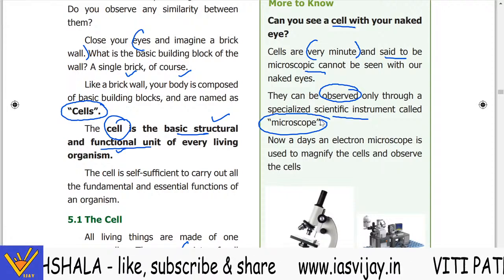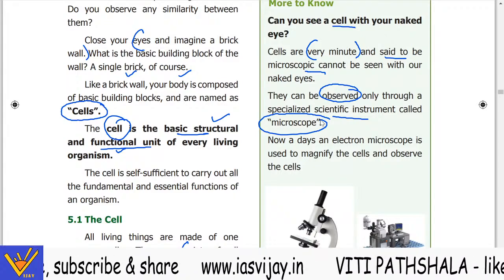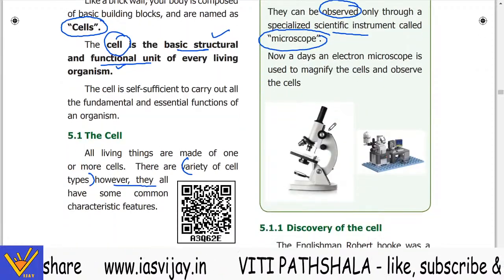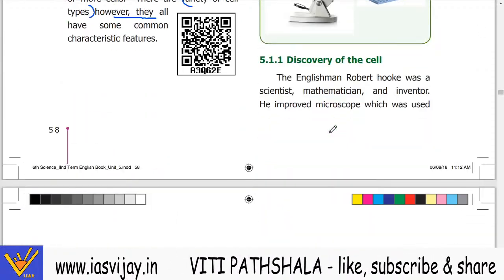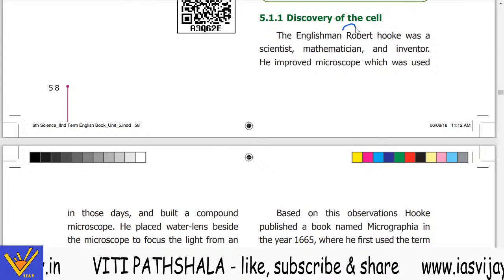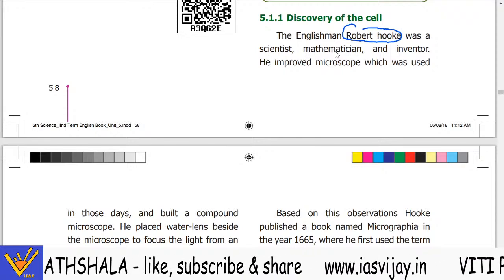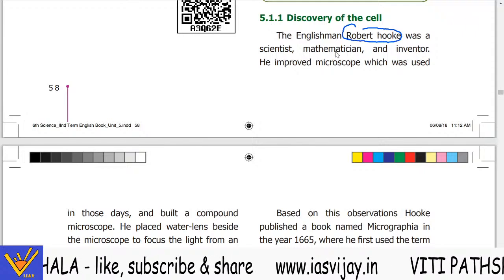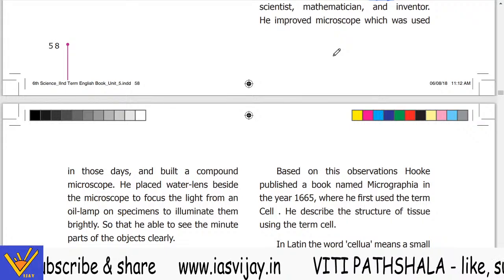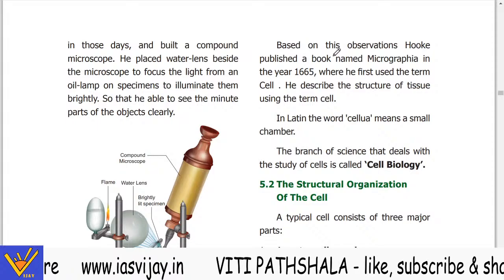Nowadays, an electron microscope is used to magnify the cell and observe it on a computer or laptop or other instruments. Now, discovery of the cell. So the Englishman Robert Hooke, remember, was a scientist, a mathematician, and an inventor. He improved the microscope.